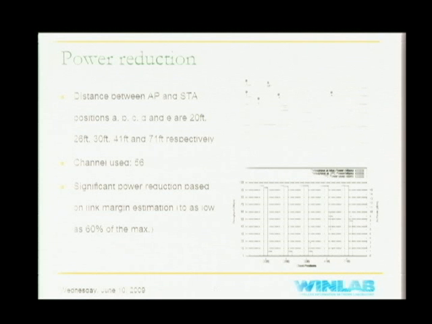Maybe it's better to give one location and explain the bars for that location. For location E, which is at 71 feet from the access point: first, when we use the maximum transmit power, this is the throughput that is achieved. And with power control, this is the throughput that is achieved, but the actual transmit power used is shown in this one. So you save like 60 percent of the power.